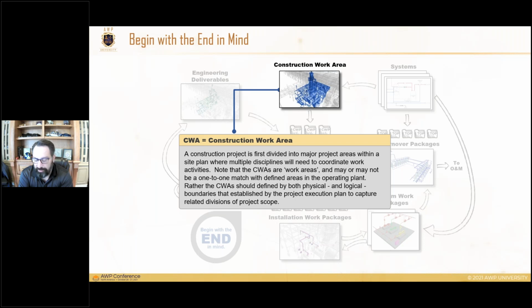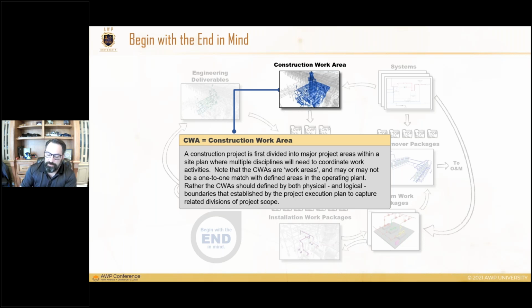These CWAs are non-discipline specific, so they're all disciplines within a geographical area that makes sense to group together. So it's a geographical area, not necessarily an entire unit. Sometimes it could be a process train within a unit, depending on how it's scoped. So construction work areas: geographical, non-discipline specific areas. Those CWAs start as basically a geographical grouping. We're going to draw boxes on a diagram to identify those, and as they mature, we're going to start to schedule and move forward.